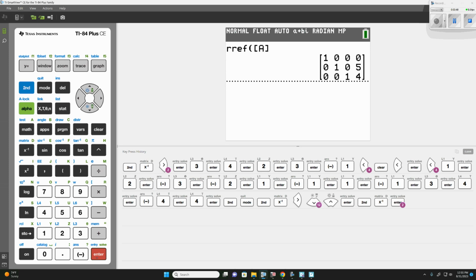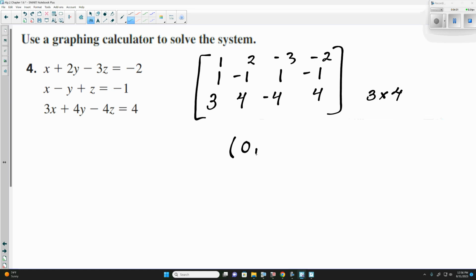Now the solution for this 3-variable system of equations is the last column, or 0, 5, 4, where x is the first number, y is the second, and z is the third. So our answer is 0, 5, 4. And that's it. Questions on this here? We're ready for the next one.